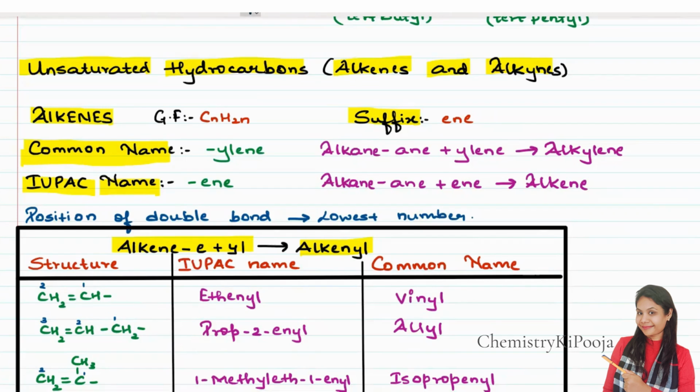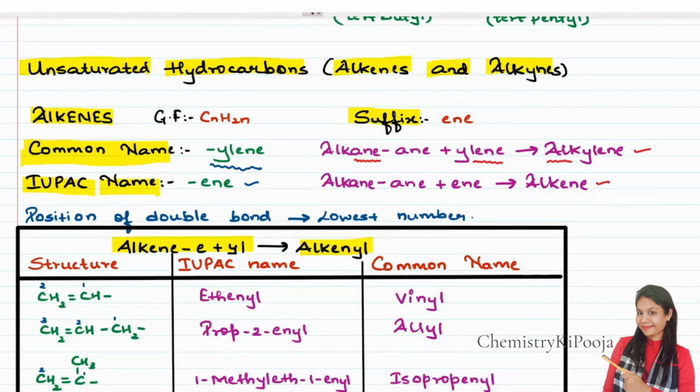as YLENE. The suffix will be YLENE and the IUPAC name for alkene is ENE. So, simply what we are going to do is we are going to take alkane. From alkane, remove ANE and replace it with YLENE. Then I will be getting the naming as alkylene. So basically, alkylene is nothing but alkene. Alkylene is a common name or trivial system, whereas alkene is the IUPAC name.